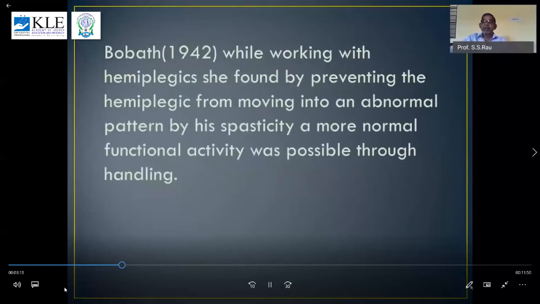Now, while working with hemiplegics long back, sometime in 1942, what Bobath found was that if you can prevent the hemiplegic from moving into an abnormal pattern, which is occurring due to his spasticity, a more normal functional activity is possible by handling. Now, handling and facilitation, as we all know, are key components of the Bobath concept.